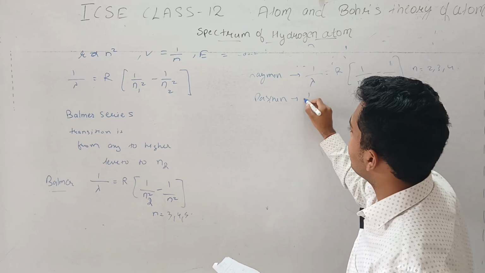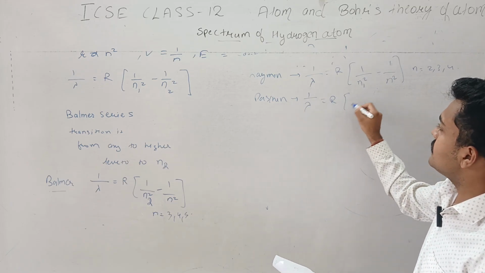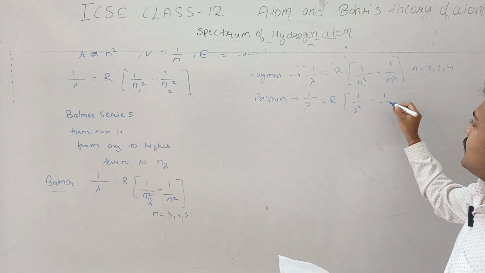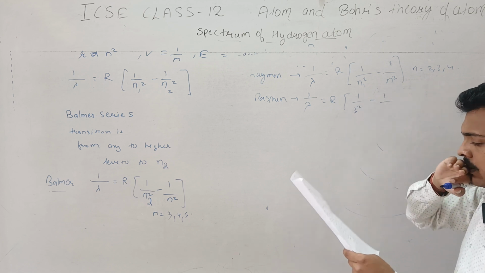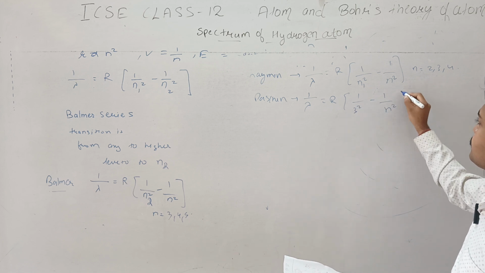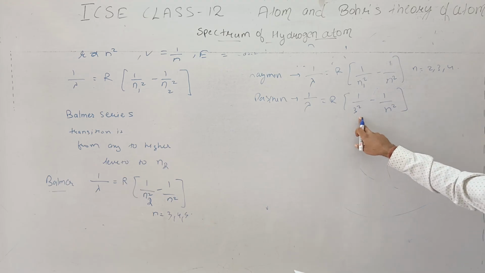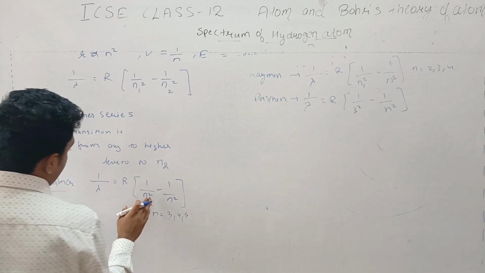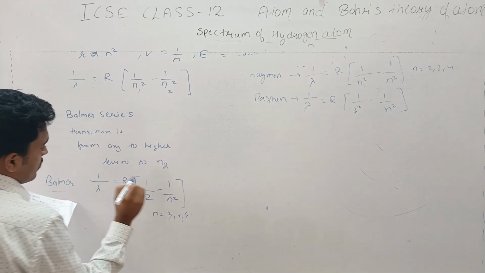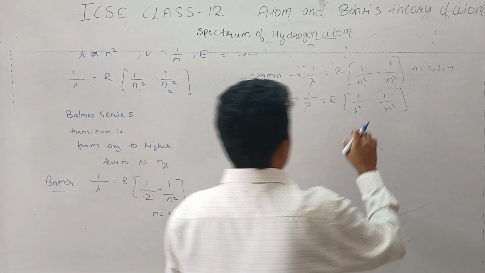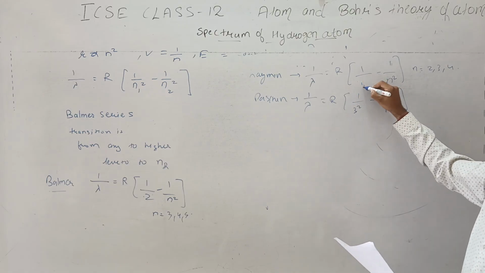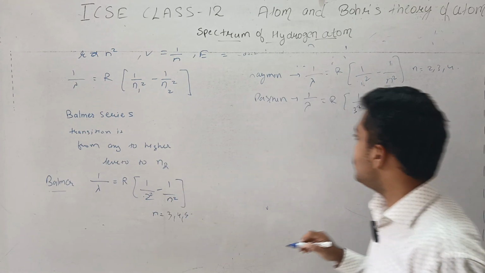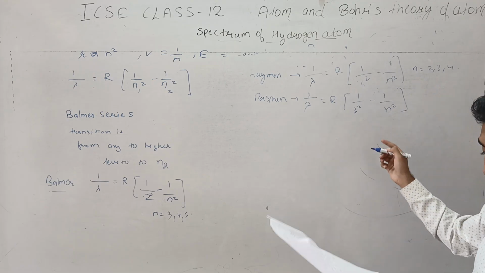Then we have the Paschen series. Here the transition is to the n3 level. So 1 by 3 squared minus 1 by n squared, and the value of n is 3 here. Here the value of n is 2. Here the value of n is n1, which is 1 only, so it is 1 squared, then 2 squared, then 3 squared for the Paschen series.